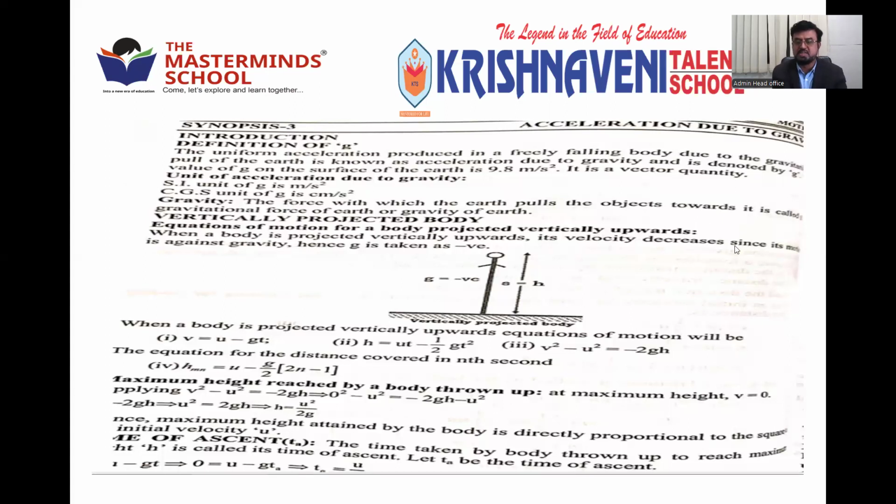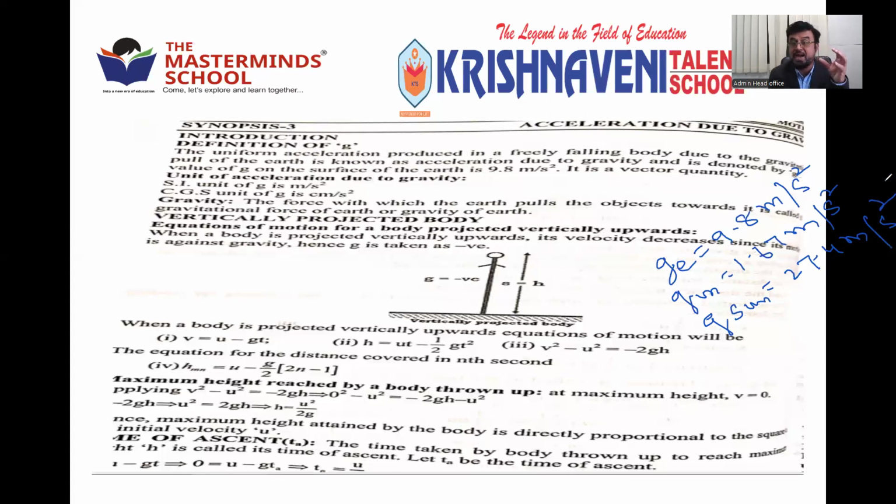Acceleration due to gravity, which is denoted by letter small g, we discussed already. So g on earth is given by 9.8 meter per second square. g on moon is given by 1.67 meter per second square. g on sun is given by 27.4 meter per second square. Like that, different planets will have different g value, which is measured already.